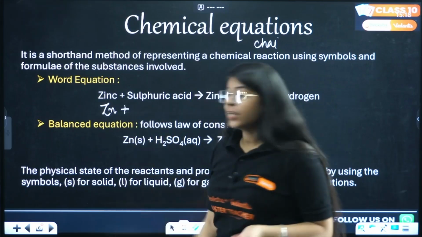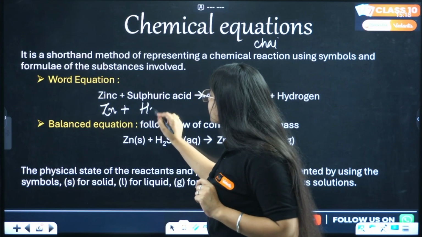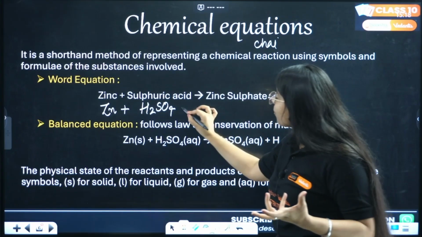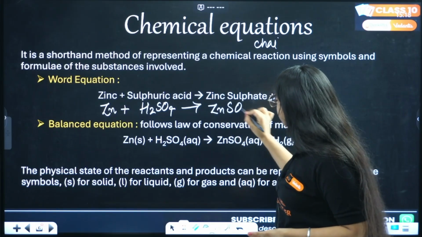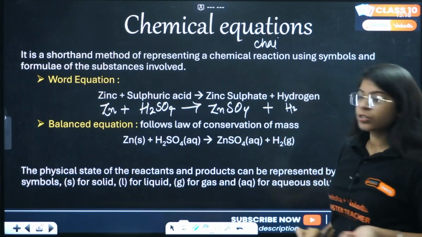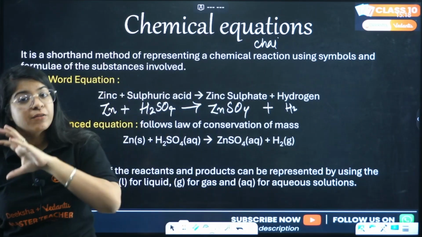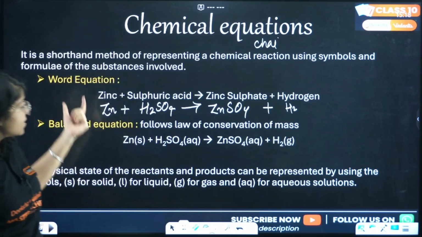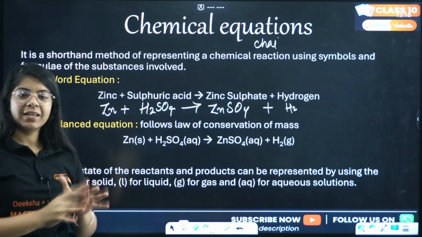Plus sulfuric acid. We know there is a formula for sulfuric acid as well, that is H2SO4. Now if these combine and equal ZnSO4 plus hydrogen, which is simply H2. Understood? If you do not write the full names of the acids or the elements, and you write their symbols and formulas, that becomes a chemical equation in chemistry.